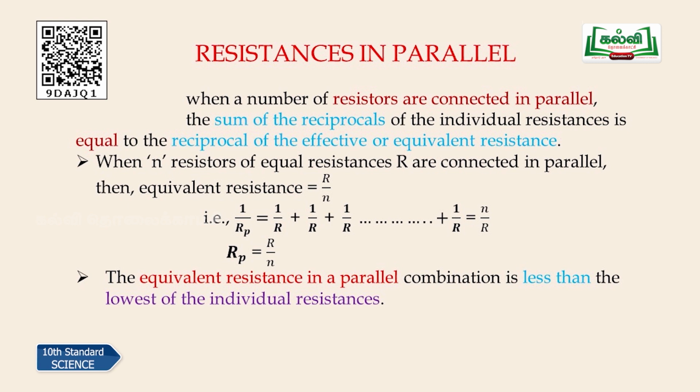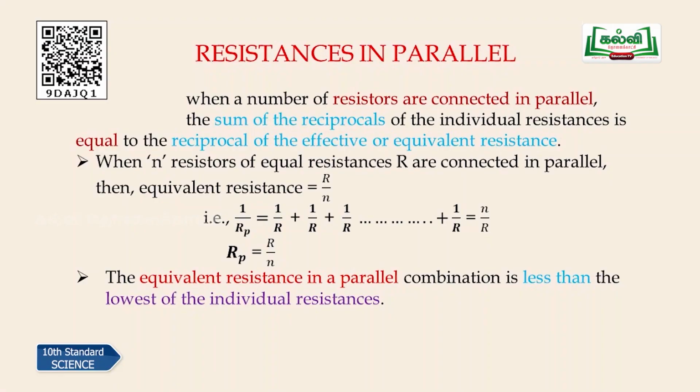Now when a number of resistors are connected in parallel, okay, what is the effective resistance? Yes, the sum of the reciprocals of the individual resistances is equal to the reciprocal of the effective or equivalent resistance. Suppose you have connected n number of resistances in parallel combination. What will be the equivalent resistance? Can anyone say? Yes, the equivalent resistance is equal to R by n.